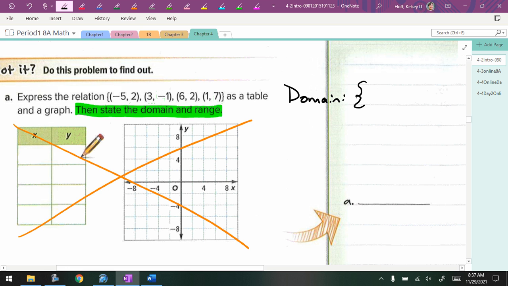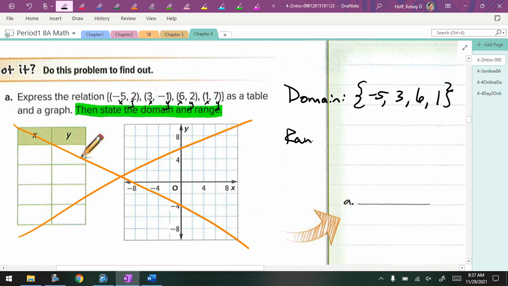Tone, I'm starting with you. What's an x coordinate in that relation? -5. Bryce, what's another x coordinate? 3. Brody, what's another x coordinate? 6. Jack, what's the last x coordinate? Your x coordinate is always the first number in all your ordered pairs. 1. Are any of those the same number? Nope, so we need to list all of them.